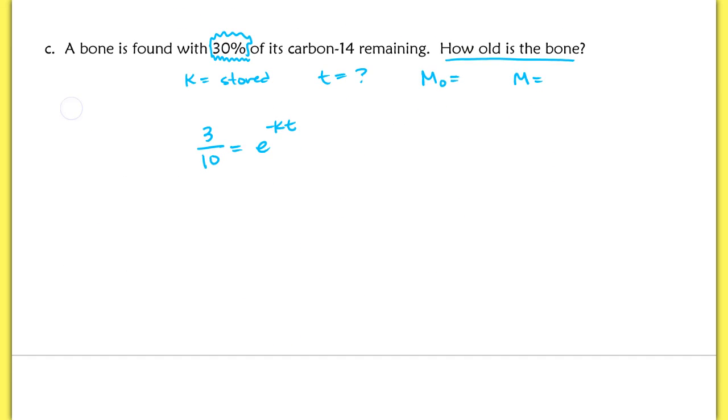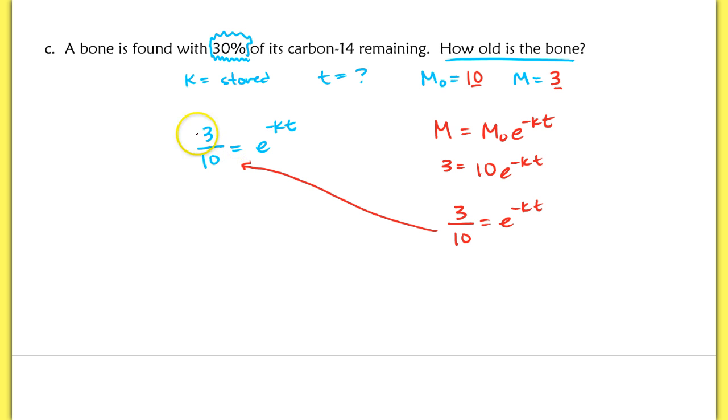So if I had started with, and I think I need to show you exactly what I mean, but let's say I had started with 10 milligrams. Well, if 30% is remaining, then that would mean I'd have 3 milligrams left, right? And when I plug that into the equation here, M equaling M sub 0 times e to the negative kt, I have 3 equals 10 times e to the negative kt. When I divide out that 10 to isolate k, I end up with 3/10 here.